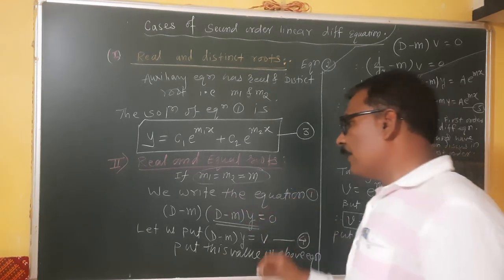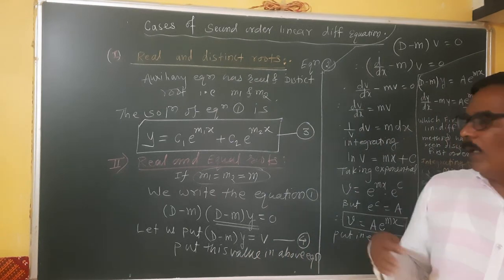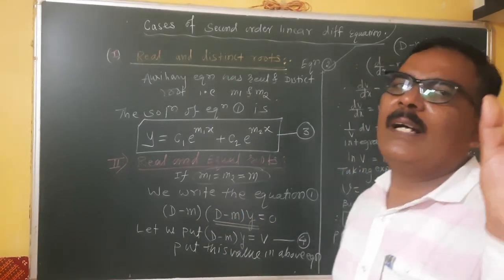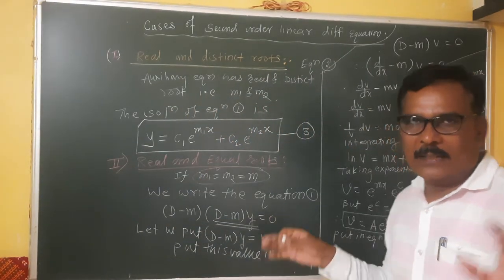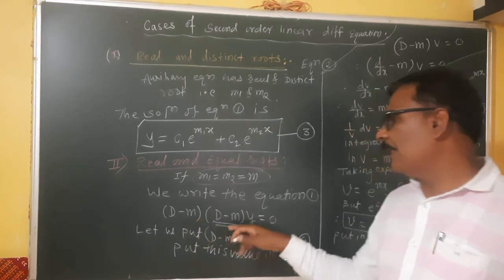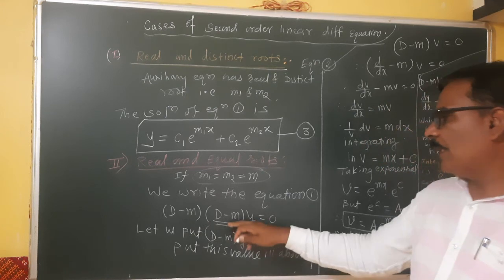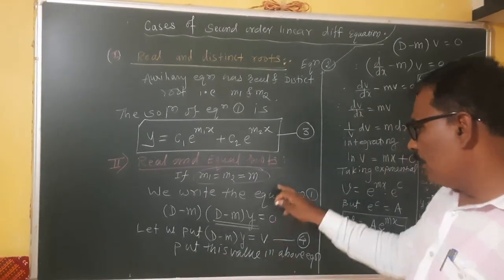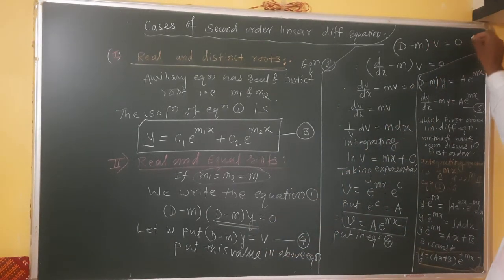We have to write the solution of the auxiliary equation of the type (D minus m). We have to find the quadratic equation having the two roots, like (x minus 2) and another (x minus 3). Like that we have to consider (D minus m) as the first bracket and (D minus m) as another bracket, into y is equal to 0. Substitute here (D minus m) into y is equal to v. Equation number 4. Put this value in the above equation. The equation becomes (D minus m) into v is equal to 0.